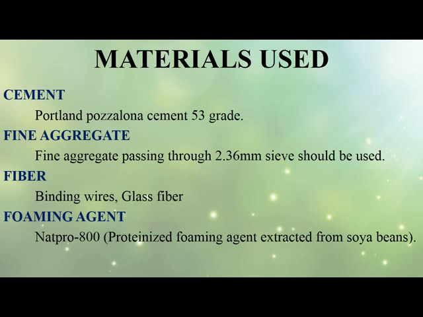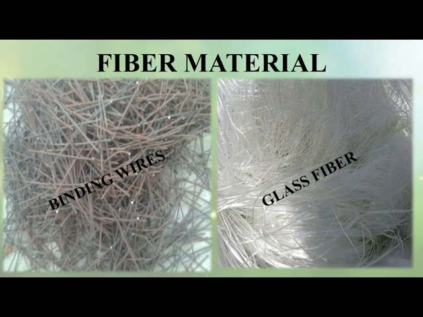Materials used: Portland Pozzolana cement of 53 grade, fine aggregate passing through 2.36 mm sieve, binding wires and glass fibers, and the foaming agent Natpro 800. These figures show the fiber materials, binding wires and glass fiber.